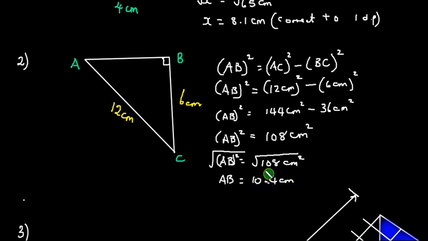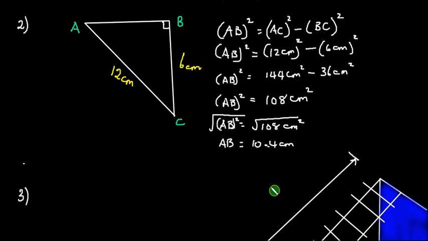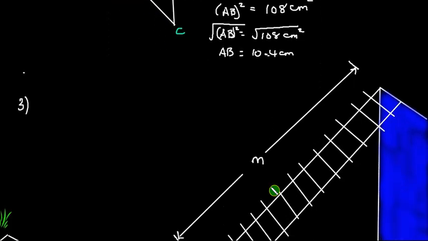A point to note for questions 1 and 2, when you root a number, you'll have plus and minus of that number. But since it is the side of a triangle, we cannot have a negative side such as negative 12 cm or negative 6 cm, then we take the positive root of that. So we end up with 10.4 cm. For the next question, we will apply this to real life.